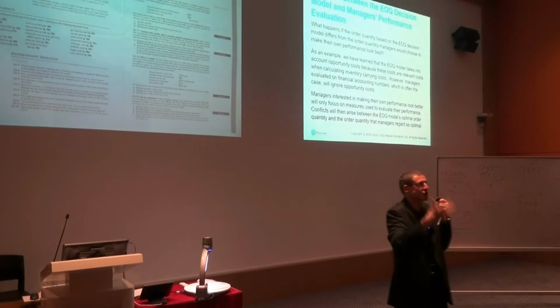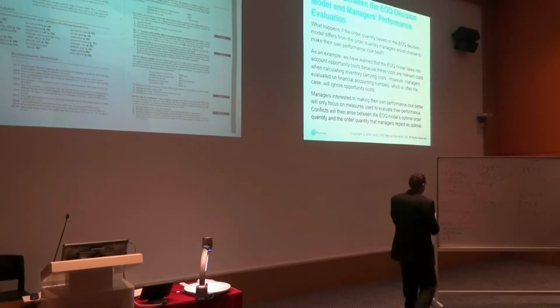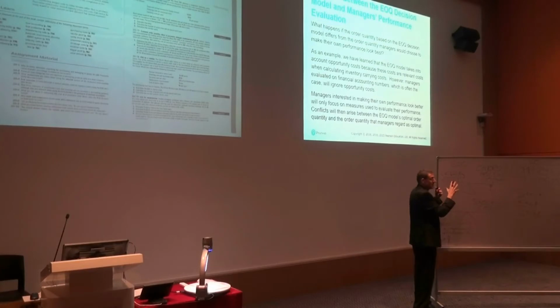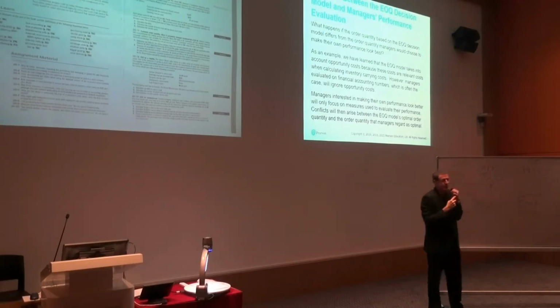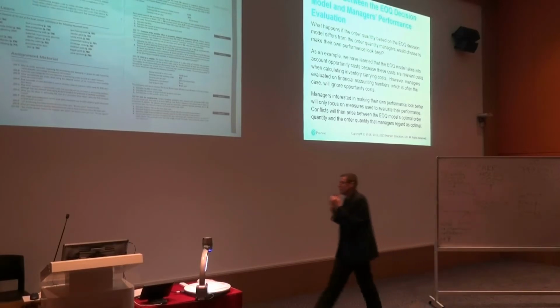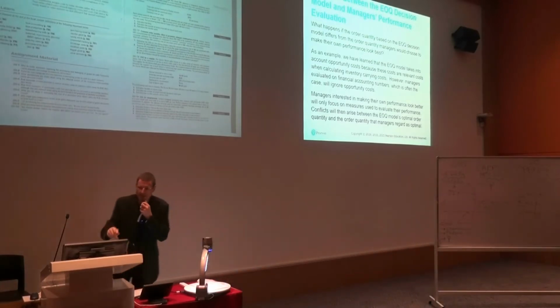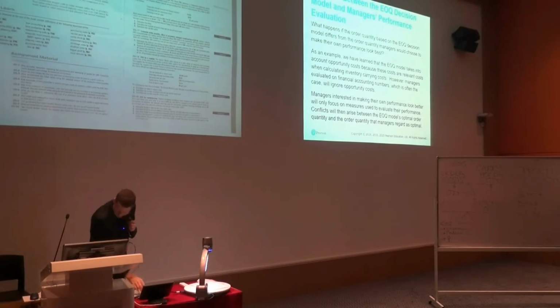So as a procurement manager, you are incentivized to try and have fewer and larger orders, because that gives you better negotiation power. But for the company, it actually increases the carrying costs, the holding costs. And that's what we mean when we say there can be a conflict between the EOQ decision here and the order quantity managers would choose to make their own performance look best. And that's what they're explaining here.